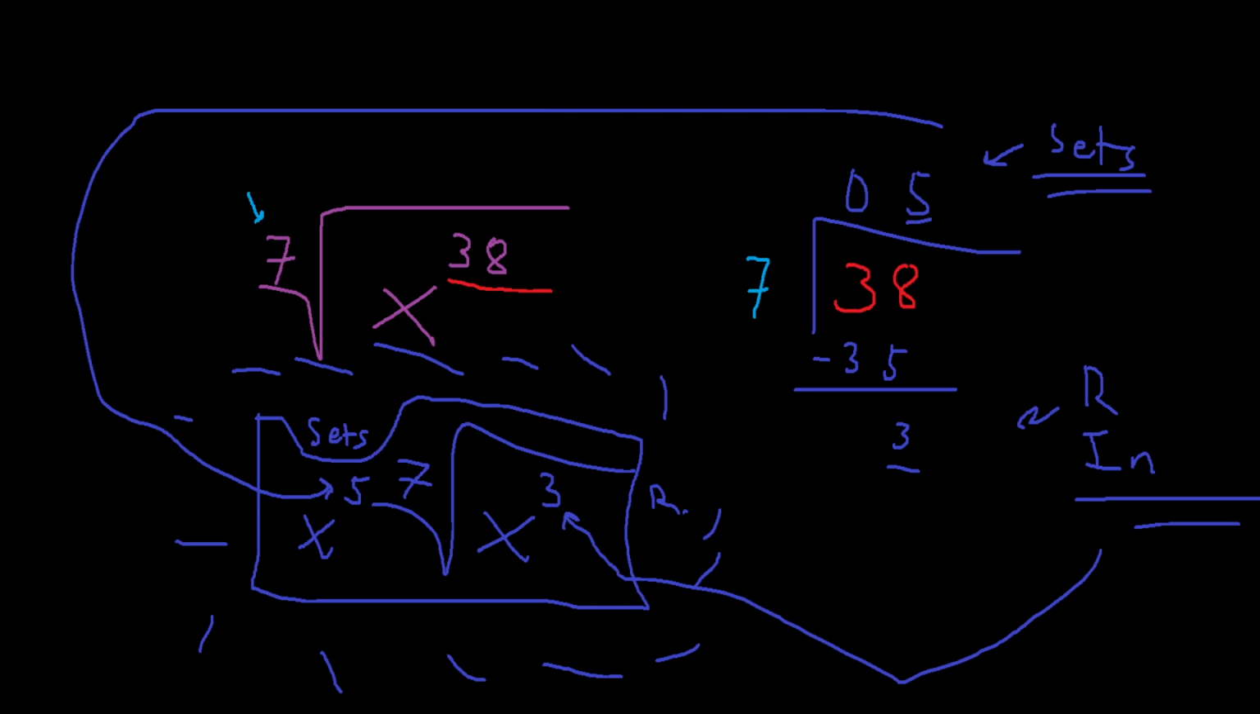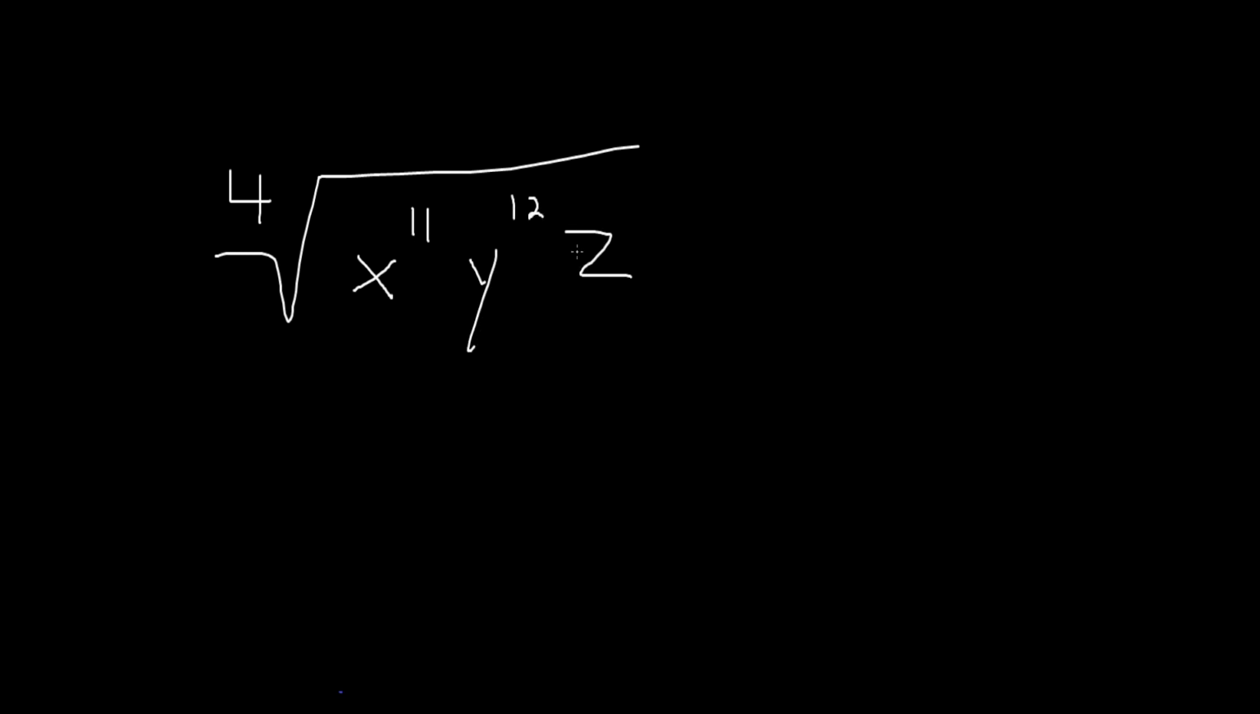And I'll go ahead and do one more example so you guys have plenty of examples to work with. So just one more of these before we move on. Let's say we have 4th root of x to the 11th, y to the 12th, z to the 13th. Because, yeah, we can do more than one at a time. So let's do x first.